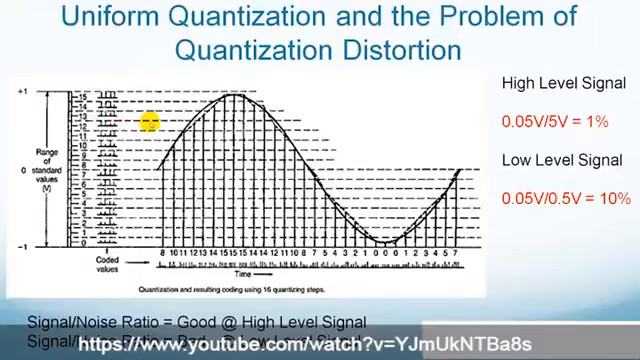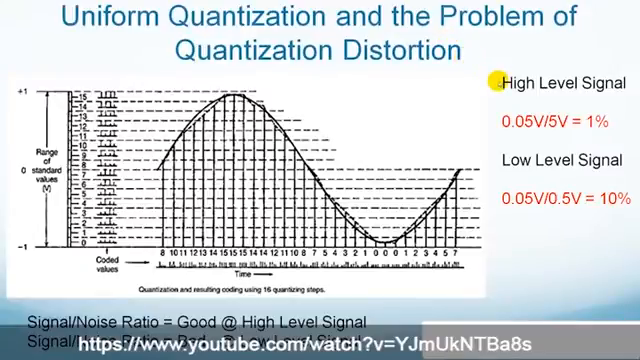However, the quantization process introduces an error. This is because the real amplitude of a sample is replaced by an approximate value. This error is called quantization noise or quantization distortion.